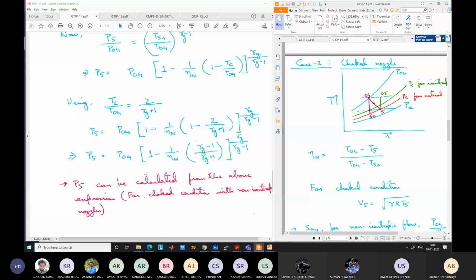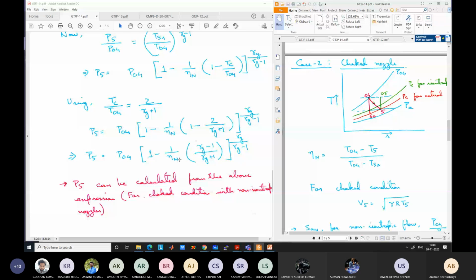Okay. If the nozzle efficiency becomes equal to 1, eta n will become equal to 1. So your expression will become 1 minus... nozzle efficiency 1 means what physically? Nozzle efficiency 1 means the process is isentropic, right? Yes, sir. Efficiency 1 means isentropic process. Correct. Means 5 and 5s coincide.